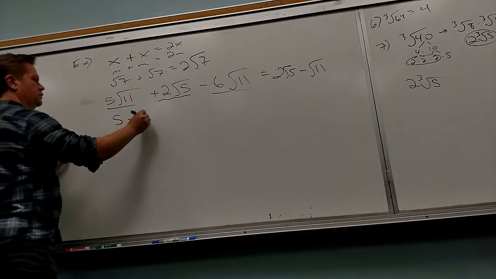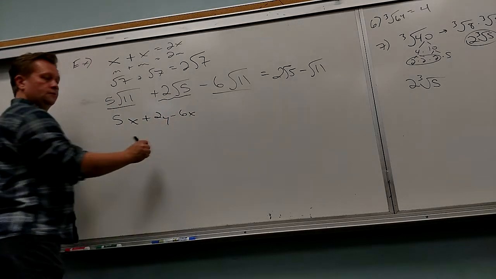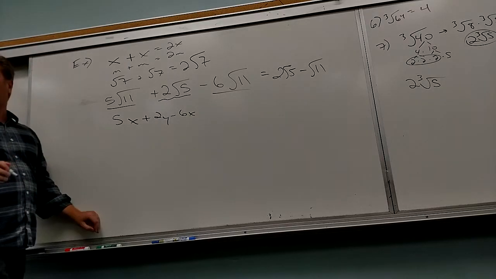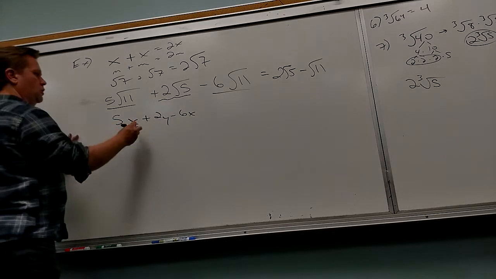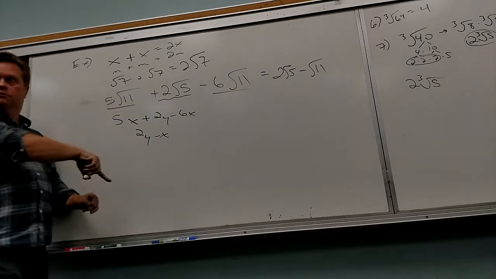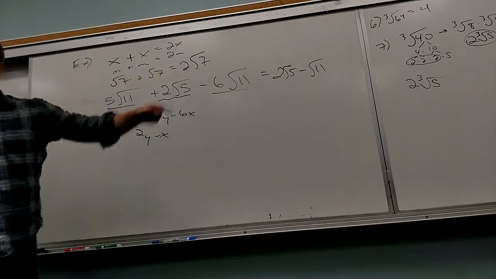Do you see how, watch. What's 5x plus 2y minus 6x? Same problem. It would be 2y minus x, right? 2 of those things minus 1 of those other things.